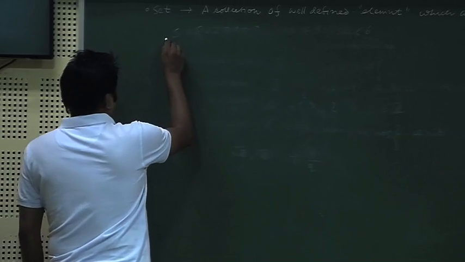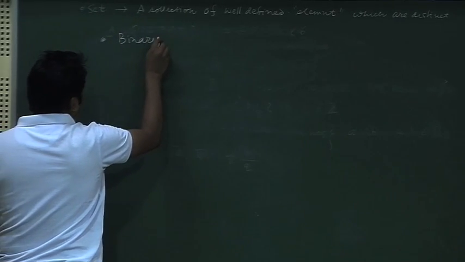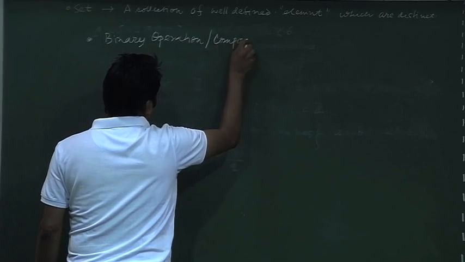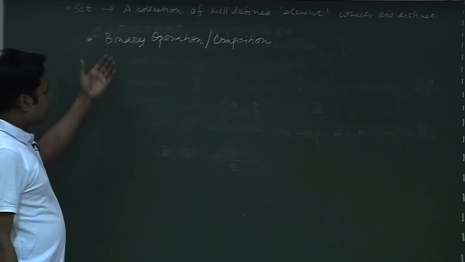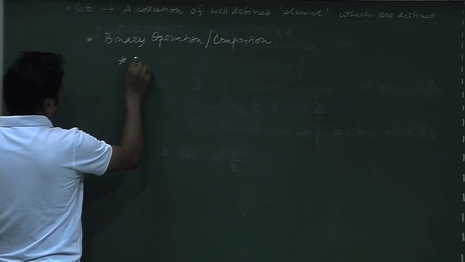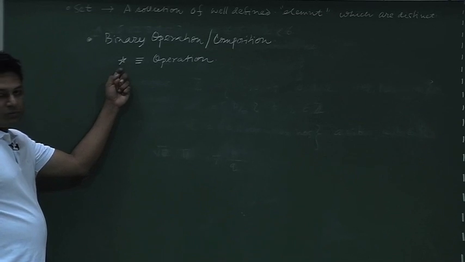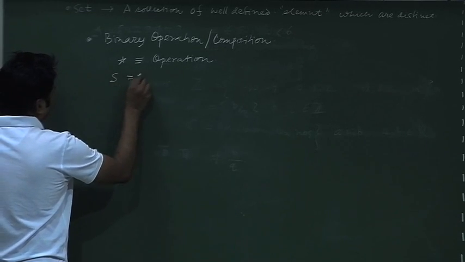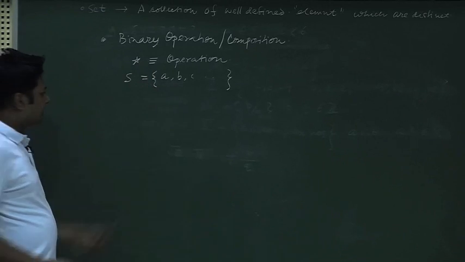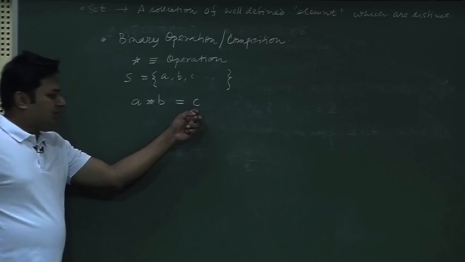So, let us put some kind of definition in the form, say I call it binary operation. Sometimes it is called binary composition also. The composition and binary operation are the same thing, which by definition says that if this star corresponds to some operation and I operate this star over two elements of a set, say a set has some elements A, B, C and so on, and I operate this star over these elements like A star B, then I will get some other element C.